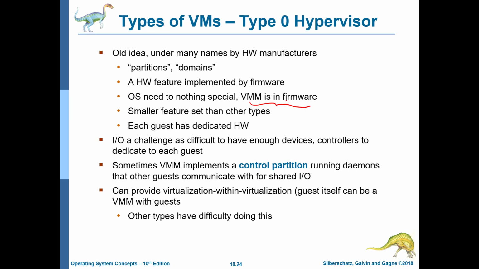Occasionally, a hypervisor may implement a control partition where you can have either daemon programs or guest programs which can communicate with it for shared IO, right? So occasionally this abstraction that the OS is not aware is broken. So you may directly want to communicate with hardware, and this is sometimes needed in type 0 hypervisors, but this is clearly not something that is desirable. But one advantage of course is that we can run a type 1 hypervisor on top of this, in the sense that we can run virtualization within virtualization, which means a guest itself can be a VMM for other kinds of guests.